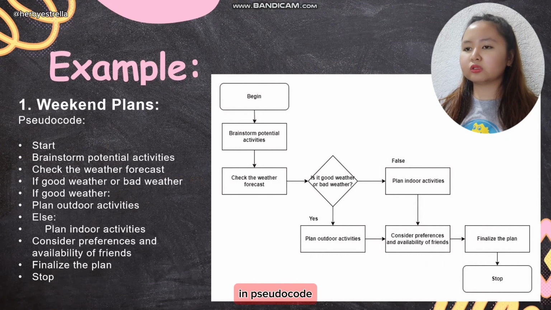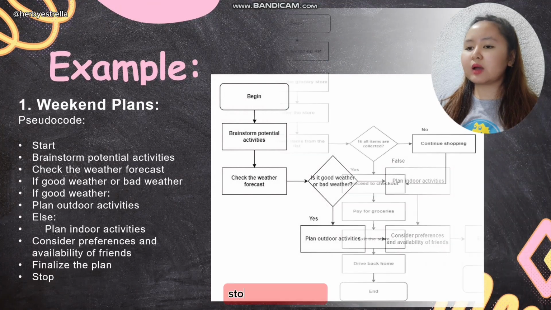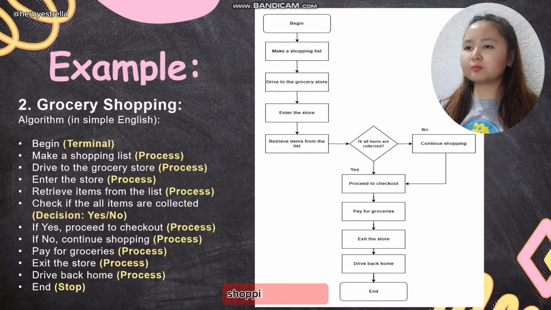In pseudocode: start, brainstorm potential activities, check the weather forecast, if good weather or bad weather. If good weather, plan outdoor activities, else plan indoor activities. Consider preferences and availability of friends. Finalize the plan. Stop.